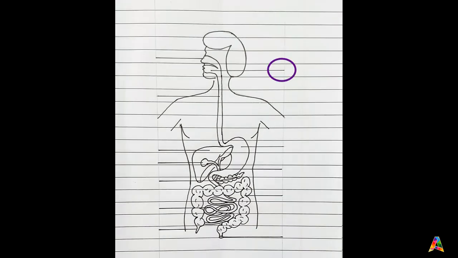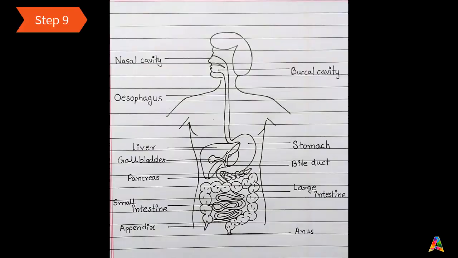We can space out the labels equally on both sides. As you can see, I have drawn my label lines only till the reference lines. Then carefully erase the reference lines and add the labels. That's it. Our diagram of the human digestive system is complete. It wasn't too complicated, was it?